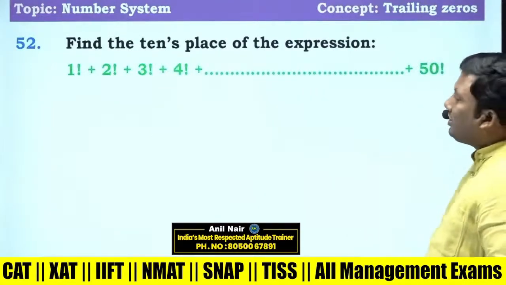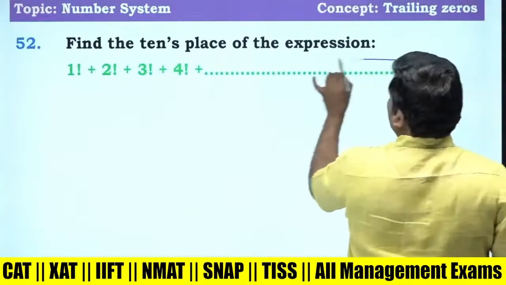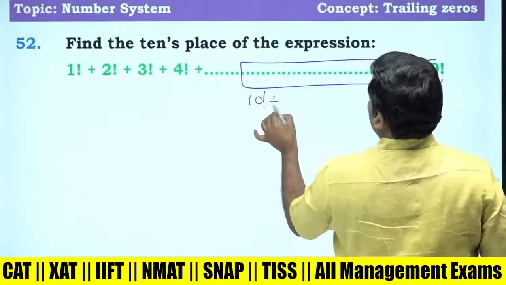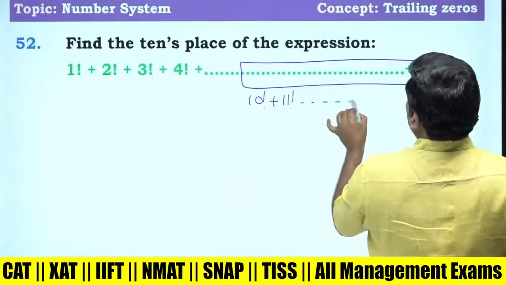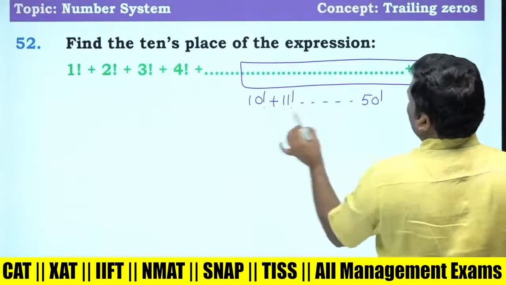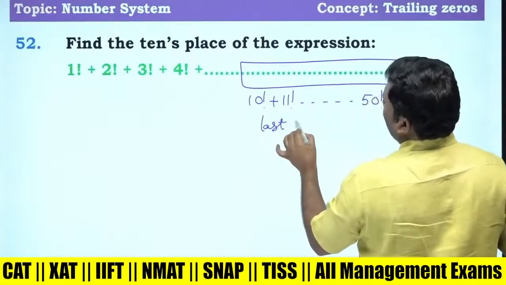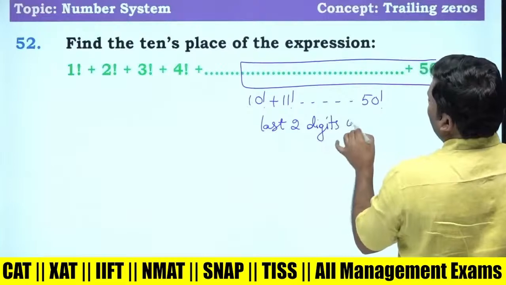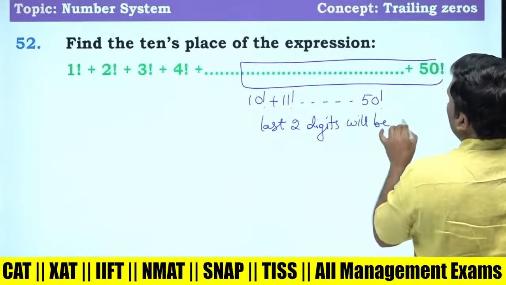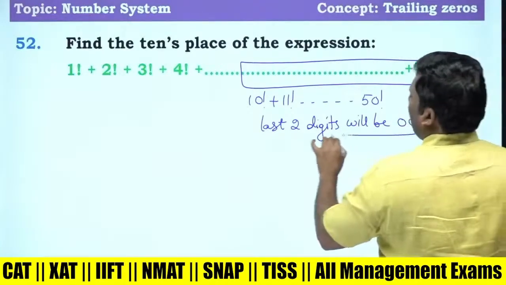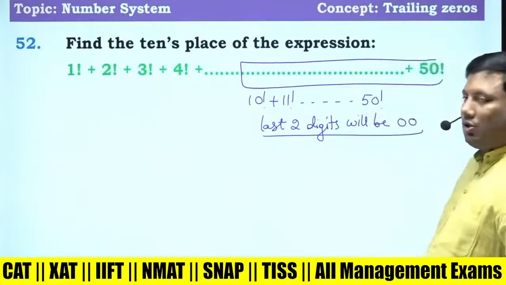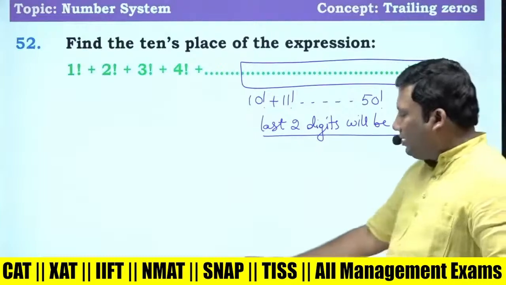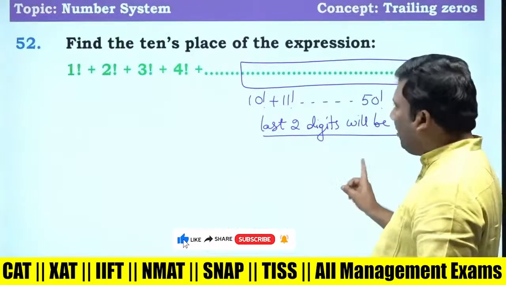Find the tens place of this expression. From 10 factorial till 50 factorial, last two digits will be 0, 0. Why? Because 10 factorial will give you number of zeros at the end, two zeros. So the last two digits from 10 factorial will be 0, 0.